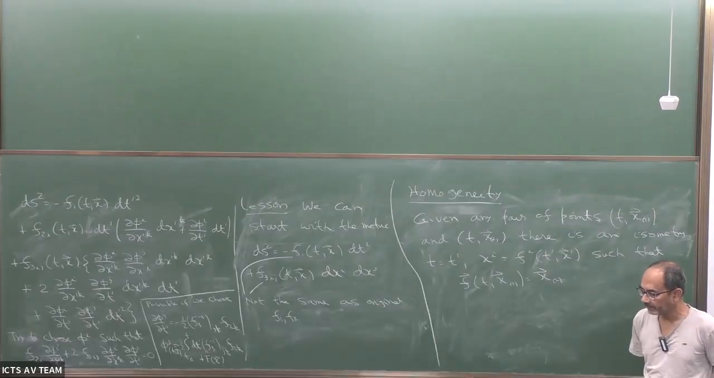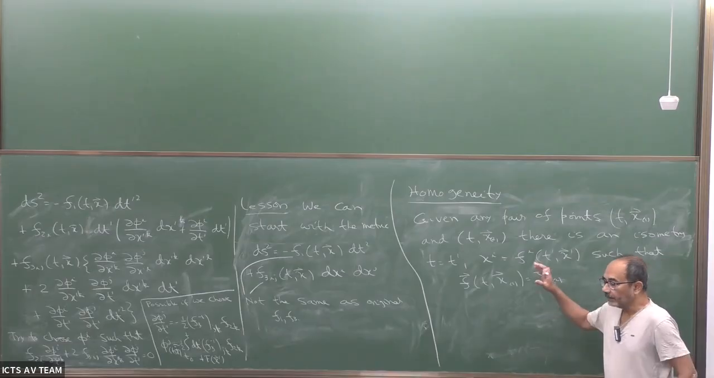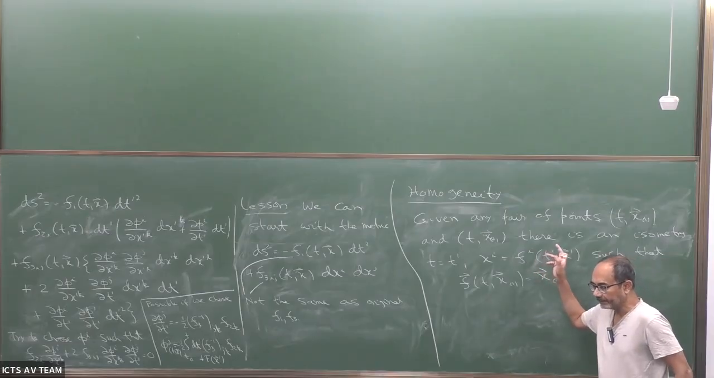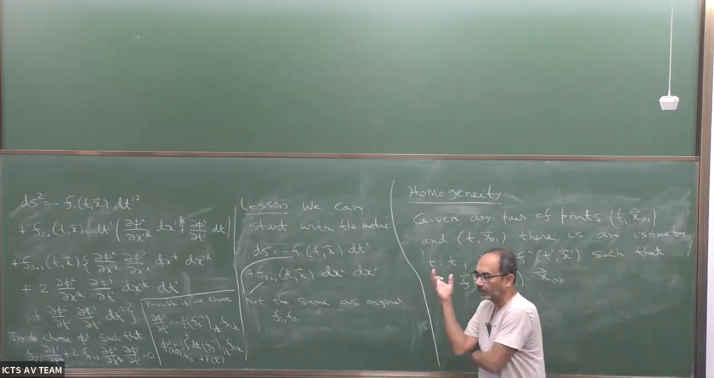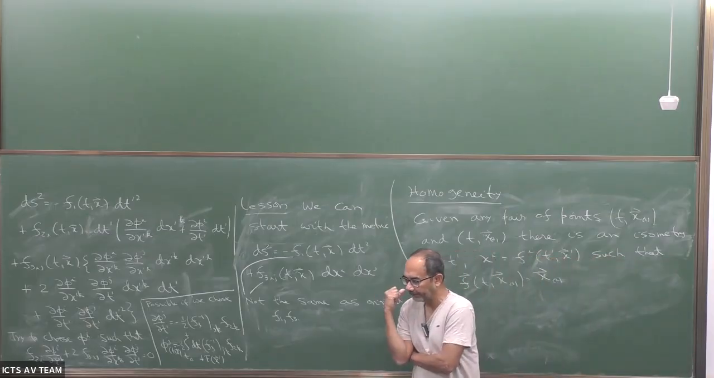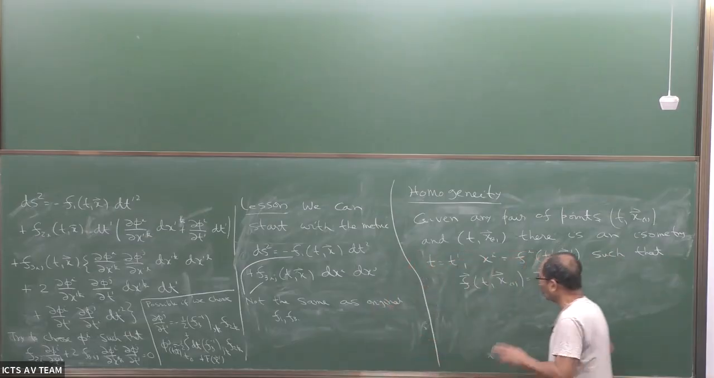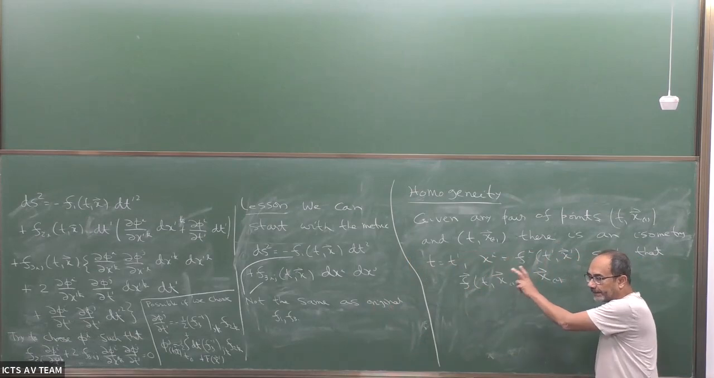Exactly. And this has to hold for every pair of points. If it fails for even one pair of points, then the space is not homogeneous, because those 2 points are not equivalent. But the particular isometry that you have to choose may depend on the pair of points. That's true in flat space also.